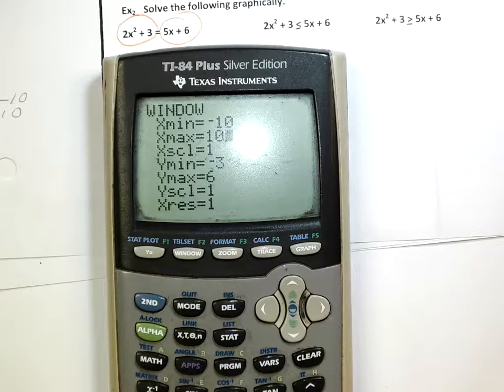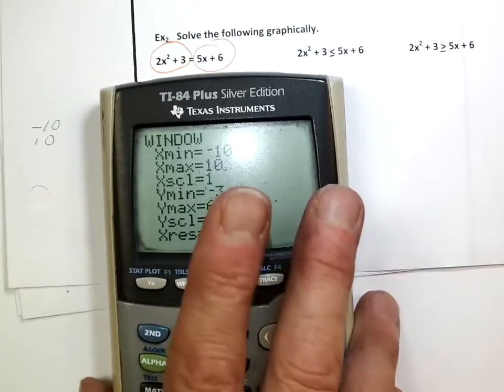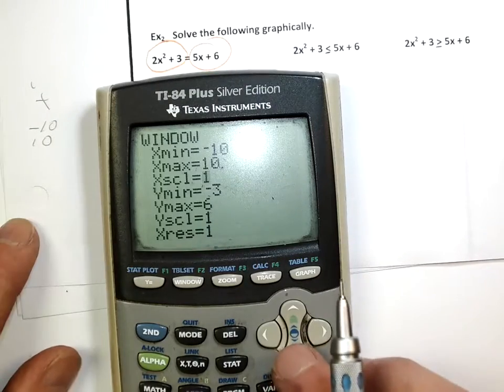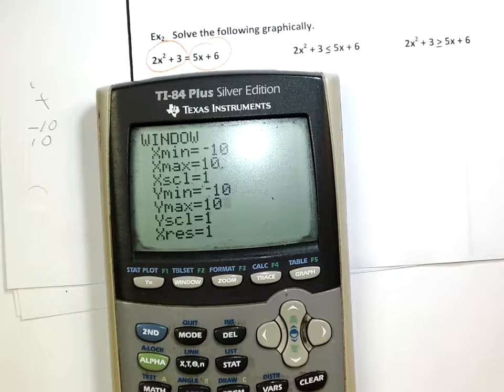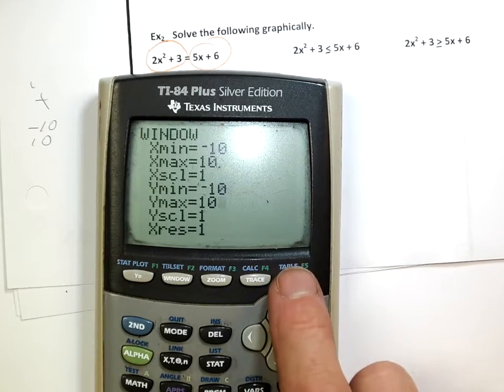So if I go back 1, 2, 3, 4, my graph goes 1, 2, 3, 4, right? Negative 10 to 10 makes sense. The same thing on my y's: negative 10 to 10 also. Scale by 1. Does that make sense when I set the window? Negative 10 to 10, because I'm doing a normal graph. Now let's push graph. See the graph button? You ready? Graph.